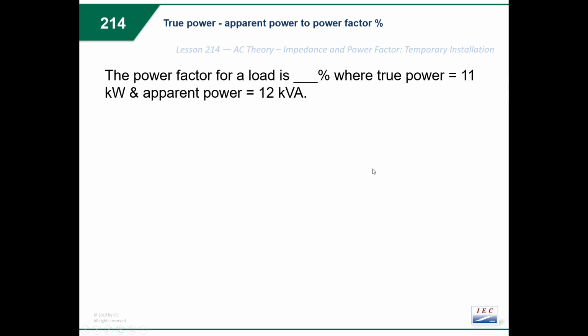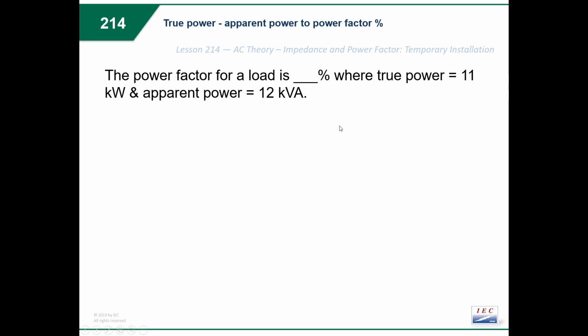So most power factors are going to be, say, in the 90 percentage. So if we have 90% power factor, 10% is wasted, only 90% is actually being used. So in this case, we have true power equals 11 kilowatts and apparent power equals 12 kVA. So what's the difference there?